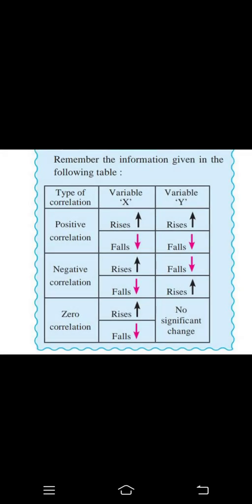Here, positive correlation: if variable x rises, y also rises. If x falls, y also falls. Negative correlation: if x rises, y falls. If x falls, y rises. When we talk about zero correlation: if x rises, no change in y. If x falls, no change in y, because they are not correlated, right?